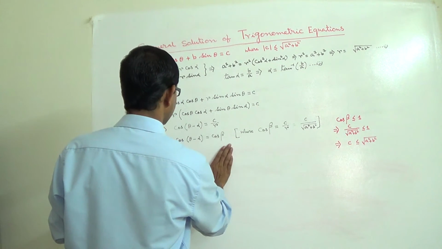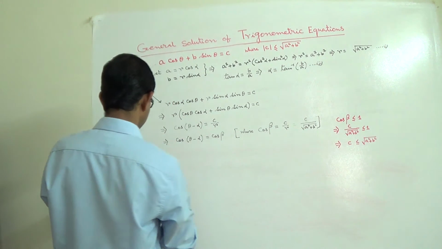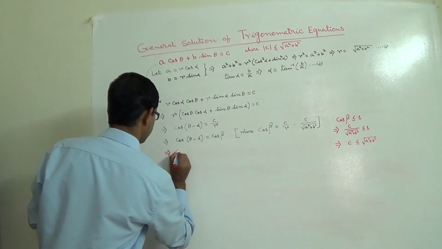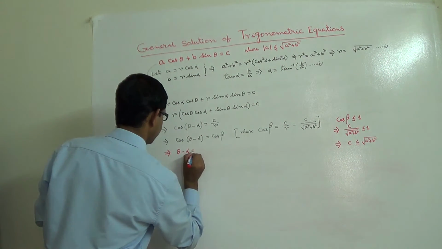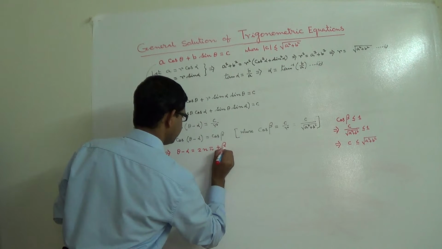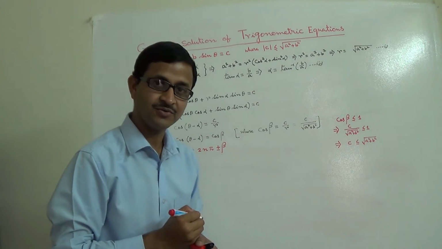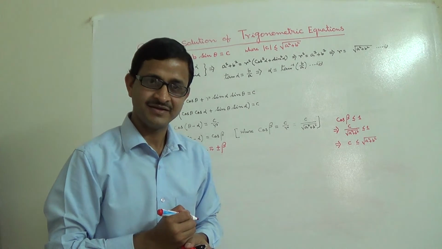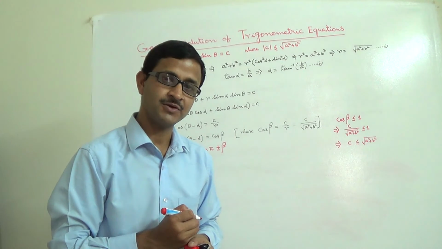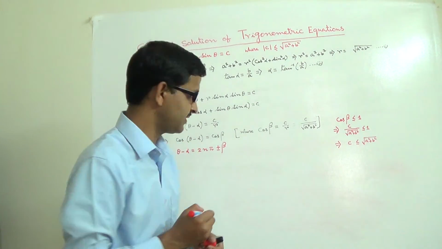So cos of theta minus alpha equal to cos beta. What is the solution? We know the solution to this equation is theta minus alpha equal to 2n pi plus minus beta, right? Cos theta equal to cos alpha gives theta equal to 2n pi plus minus alpha, where alpha belongs to the closed interval 0 to pi. Good.